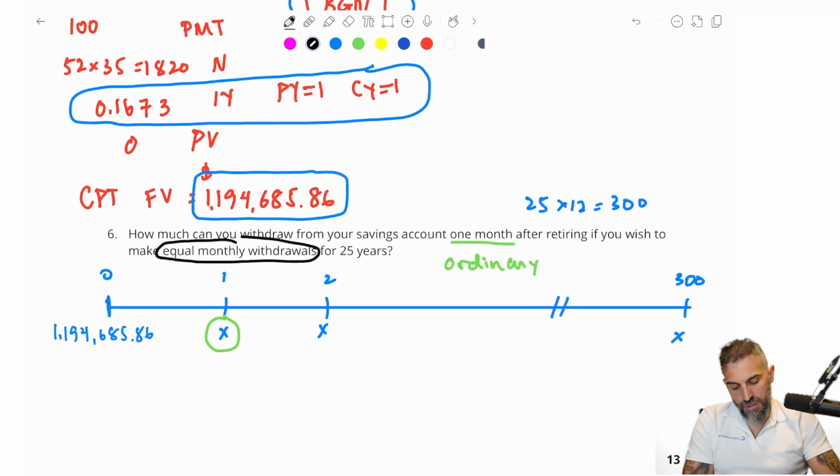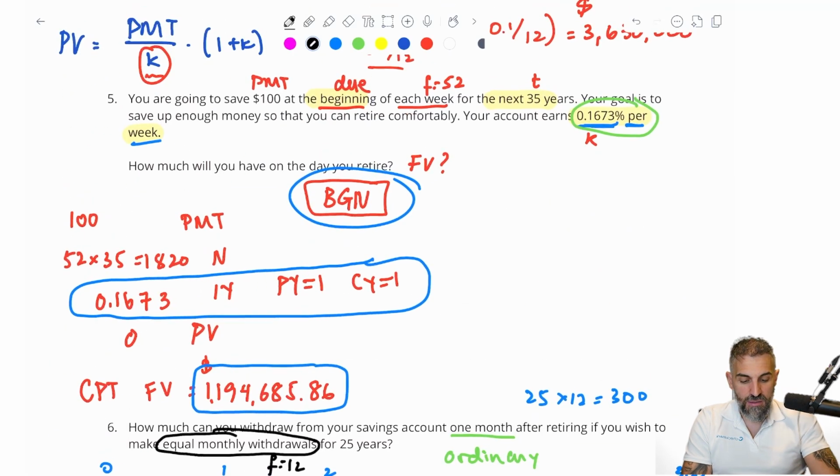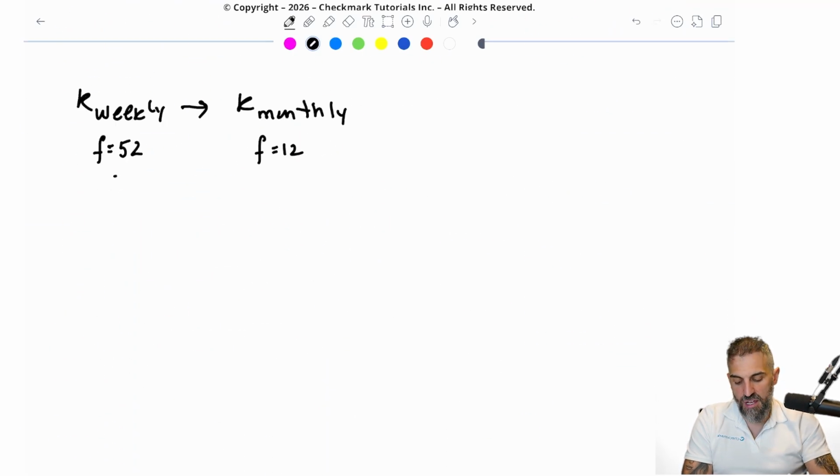Monthly withdrawals. So your F is 12. So you have a rate, but you have the wrong one, because this rate is based on an F of 52, but you need an F of 12, which is where that effective to effective formula comes in handy. So remember the effective to effective, you take the old K that you have, exponent old F over new F, minus 1.